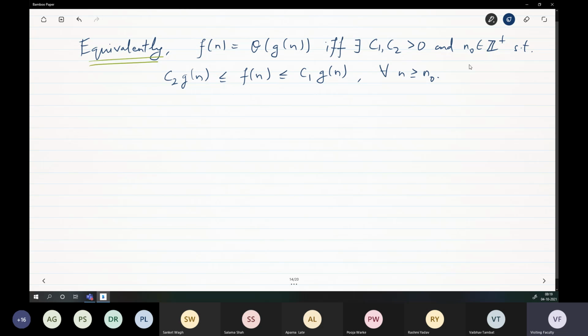And when you see both, how do you say both are of the same magnitude? Both grow roughly together. Then both should happen: f should be big omega of g and f should be big O of g. Then you have this comparison both ways, and therefore both are growing at roughly the same order. That is the meaning of theta.